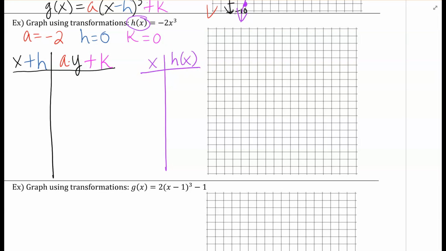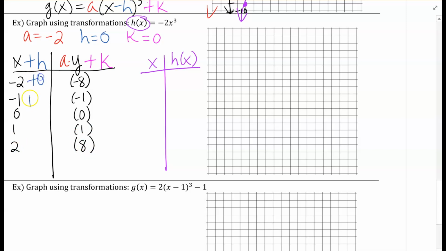Okay, so remember your key coordinate points for the parent function are -2, -8. So I'm putting those under my x in black and my y's. Then I have -1, -1, 0, 0, 1, 1, and 2, 8. And then I am going to add h to all my x's, which is 0. And then I'm going to multiply my y's by a, which is -2. And then I'm going to add k, which is 0.